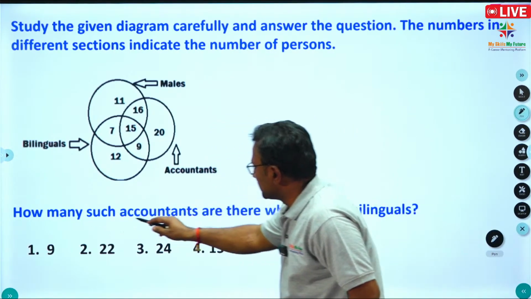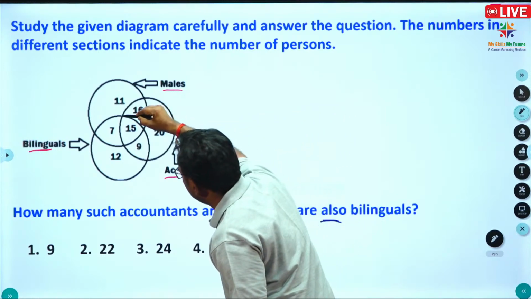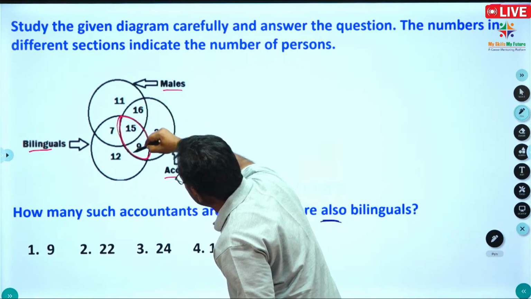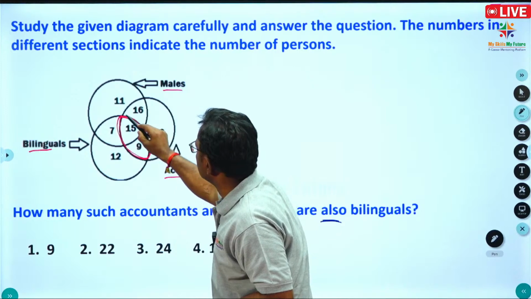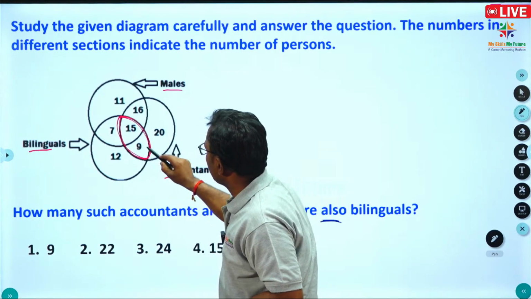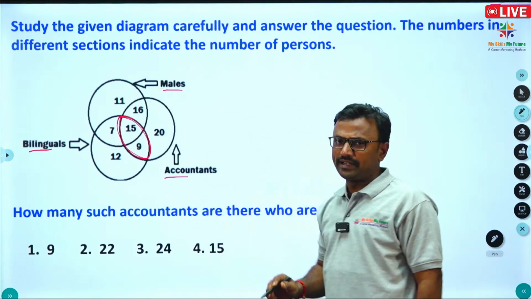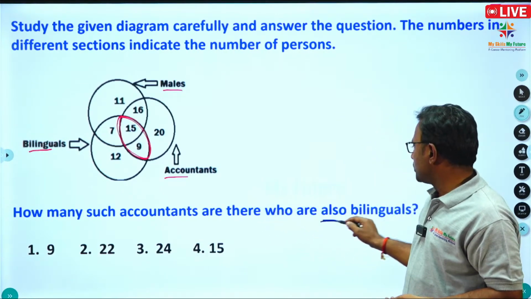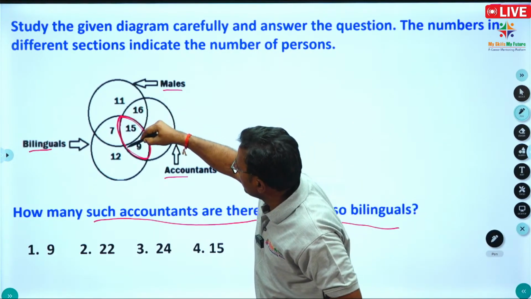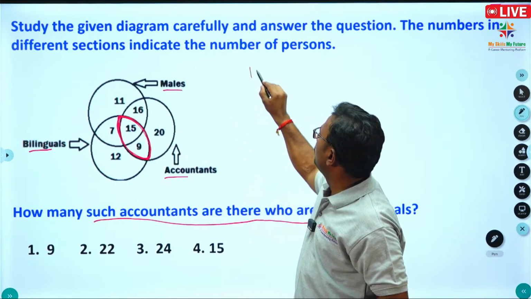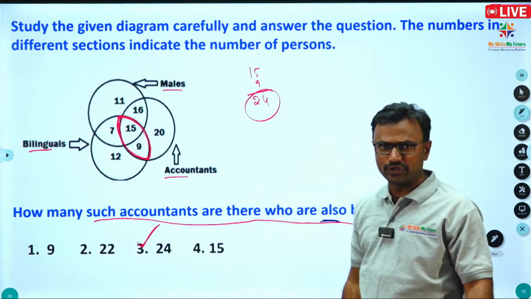So here we have males, bilinguals, accountants. This region is accountants and bilinguals. This region is males and bilinguals. This region is only bilinguals, this is only accountants, and this is only males. So what is our question? Accountants who are also bilinguals. So this is the region: 15 plus 24. So option 3 is correct. This is a Venn diagram question, easy. Next question.